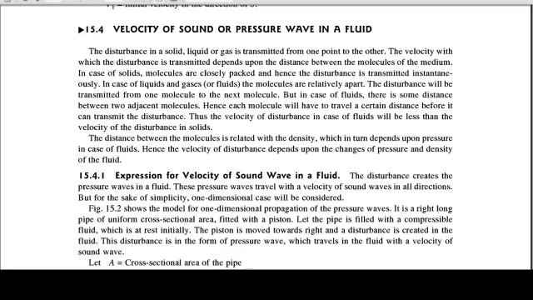The distance between the molecules is related to the density, which depends upon the pressure in the case of fluids. Here, the distance between the molecules depends upon the density, and density depends upon the pressure. So the velocity of the disturbance depends upon both the change in pressure and the change in density of the fluid. Now we will derive the expression for the velocity of the sound wave in a fluid.